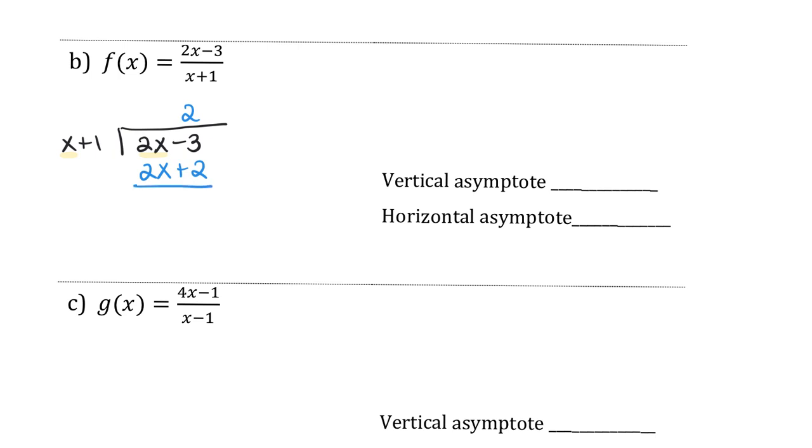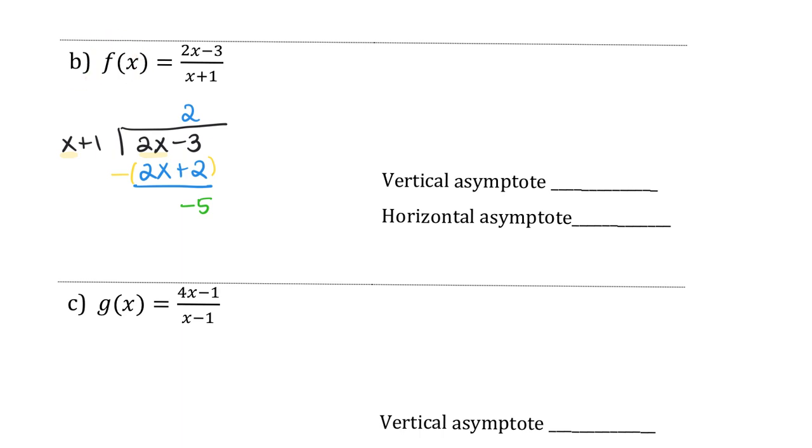And we're good. Okay, now the biggest mistake is when we subtract down. You don't have to write that you're subtracting, but you need to know you're subtracting. So if I do 2x minus 2x, they cancel, which is good. If I do negative 3 minus 2, I get negative 5. That's my remainder. Okay, now let's rewrite this in the correct format.